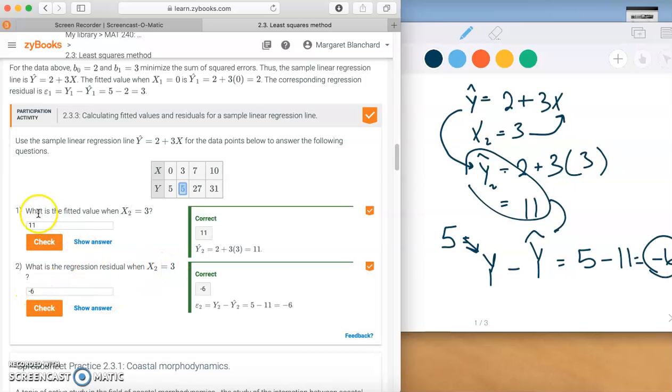Again, this fitted value is what our linear regression line predicts that value should be based on a certain x value, and that residual is how far away that was from our original data point.